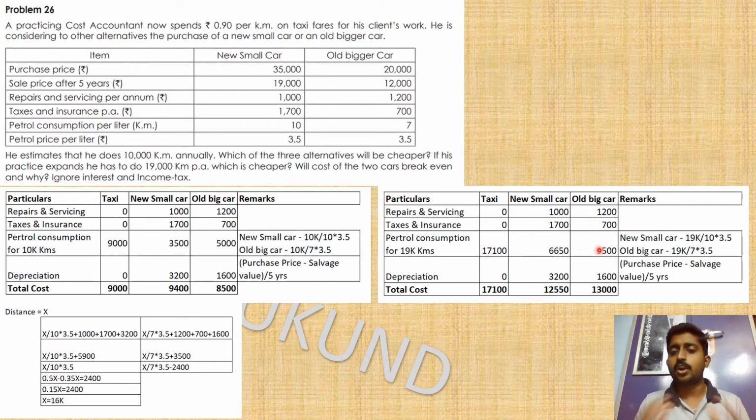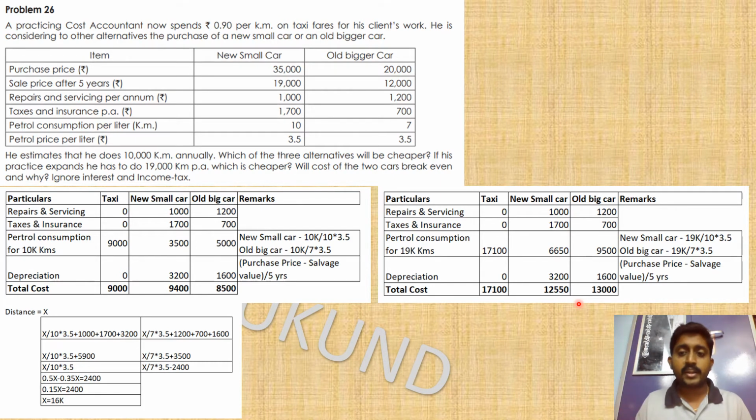Okay, so you have found the cost of the older bigger car at 19,000 kilometers. You can see whichever is the cheaper option, the new small car will be the cheaper option. So from this, if you see, at 10,000 kilometers the old bigger car is the cheaper option, and at 19,000 kilometers the new small car is the cheaper option, which means in between 10,000 and 19,000 there is a point at which both will break even, which means the new small car cost and the old big car cost will be the same.